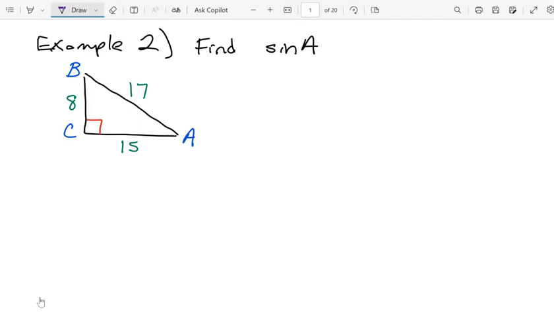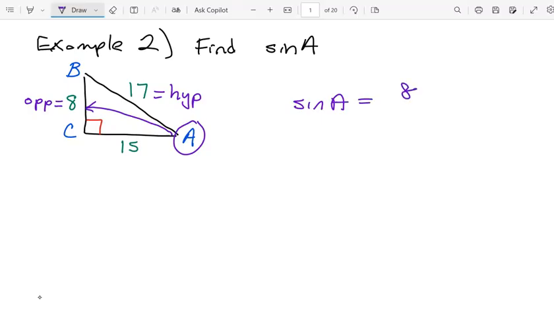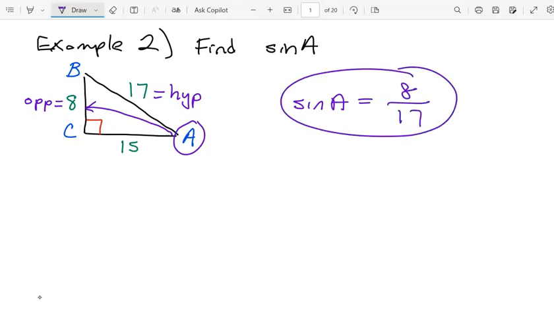In example 2, we're asked to find the sine of angle A. Here's angle A, and to find the sine, we need the opposite and the hypotenuse. The opposite side is 8, and the length of the hypotenuse, which is opposite the right angle, is 17. So the sine of angle A equals 8 over 17.